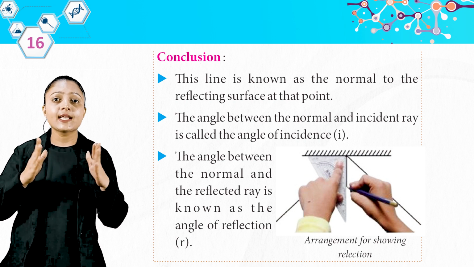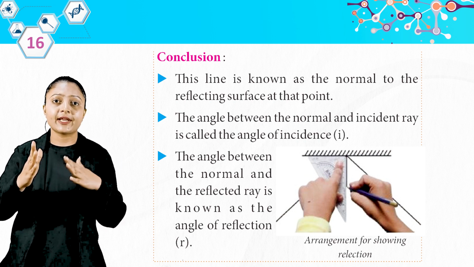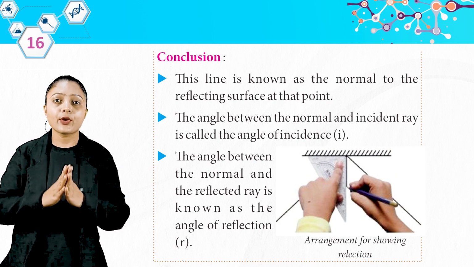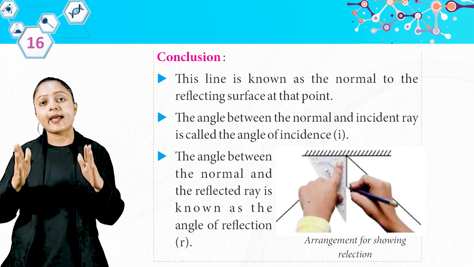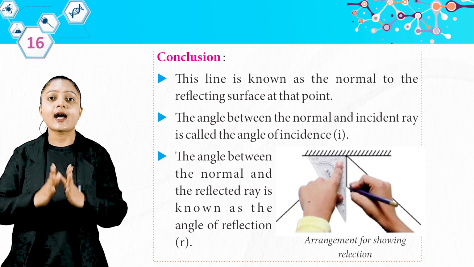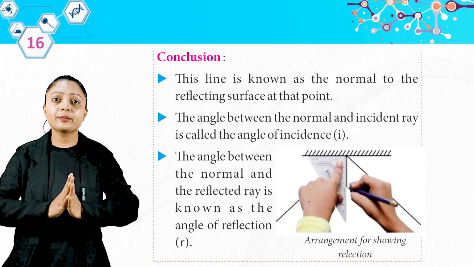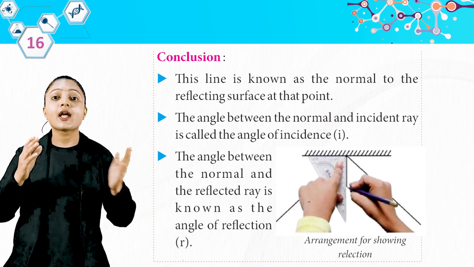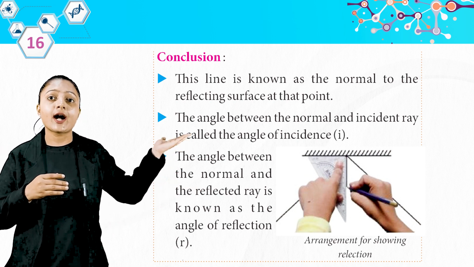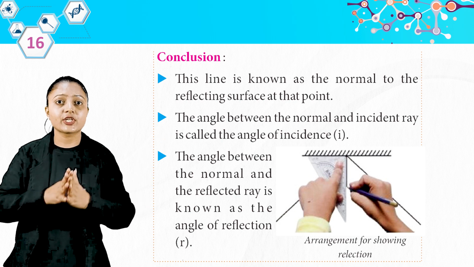This line is known as the normal to the reflecting surface at that point. The angle between the normal and the incident ray is called the angle of incidence, I. The angle between the normal and the reflected ray is known as the angle of reflection, R. Look at this picture showing the arrangement of reflection.